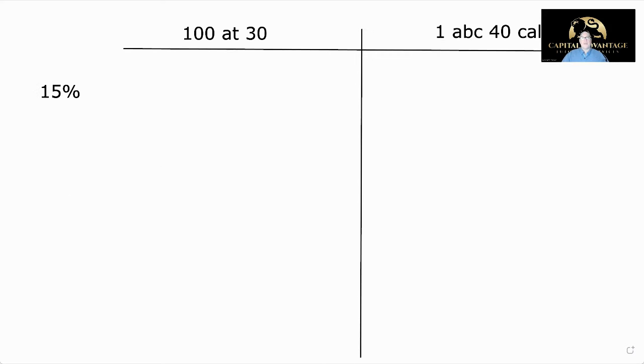15% stock dividend. This is just as easy. You take whatever the dividend is and you put 1.15 in front of it. Or if it's a 25% dividend, you do 1.25. If it's a 10% dividend, you do 1.1. So easy. There's your multiplier.